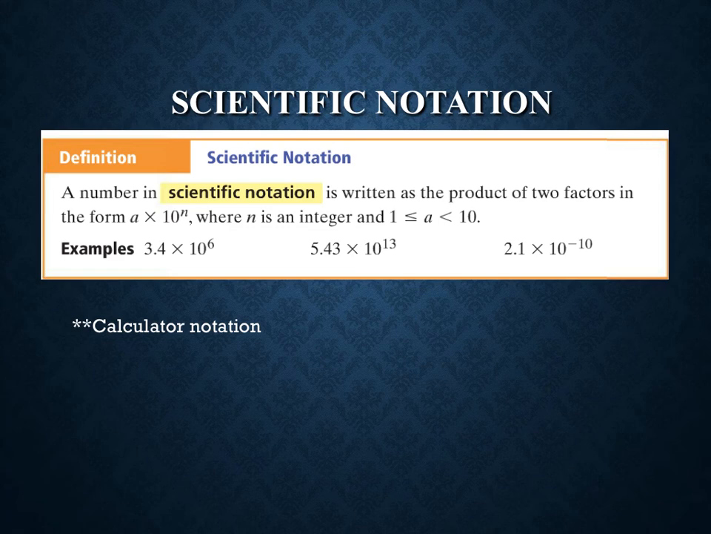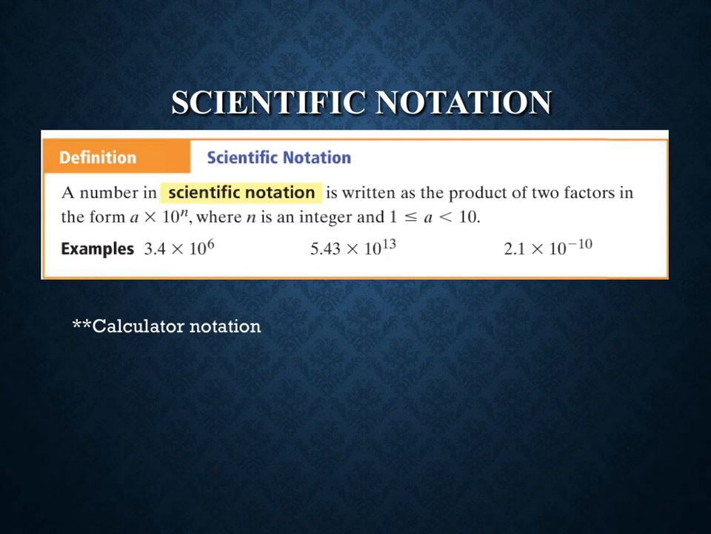Okay, so by definition, scientific notation is a number that's written as the product of two factors in the form of a times 10 to the power of n, where n is an integer, and the number a is going to be in between 1 and 10. Now, that number a can be 1, because notice it says 1 is less than or equal to a, but the number will never be 10, okay? So it can be 9.9999, but it cannot actually be 10.